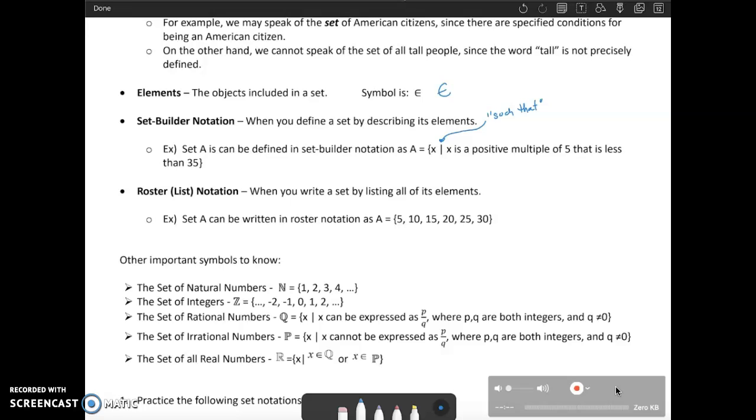Now, another way to notate a set is in roster or list notation. That's when you actually list all of the elements out. So we could describe that same set A in roster notation by saying A is the set and then list all of these. What are the positive multiples of 5 that are less than 35? 5, 10, 15, 20, 25, and 30. So that's our list or roster notation.